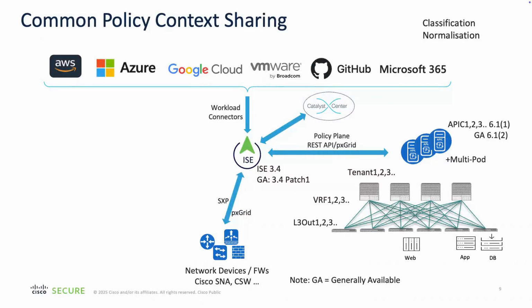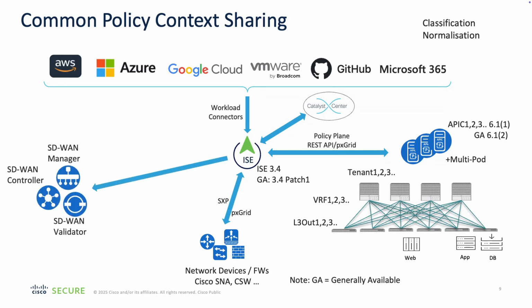And similarly from the cloud, if we're classifying cloud workloads, we can share that context and that group information to our network devices and enforce for traffic destined towards the cloud. So this is the real advantage of being able to share this context to multiple domains.